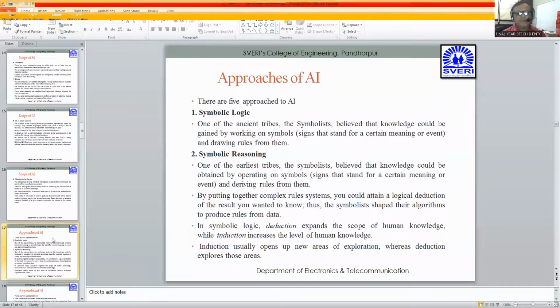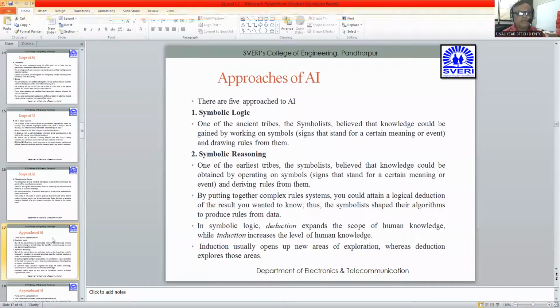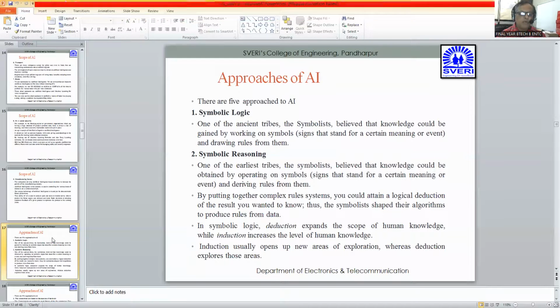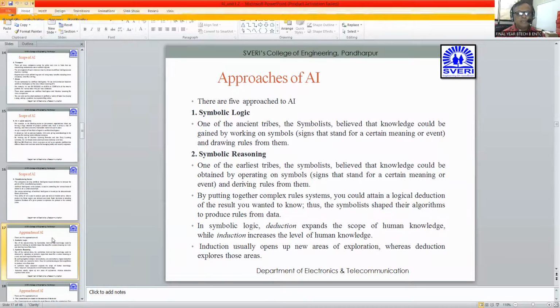Now we'll start with the new point, that is the approaches of AI. Basically there are 5 approaches in AI. The first one is symbolic logic. These approaches mean actually in what way you are going to represent this AI.